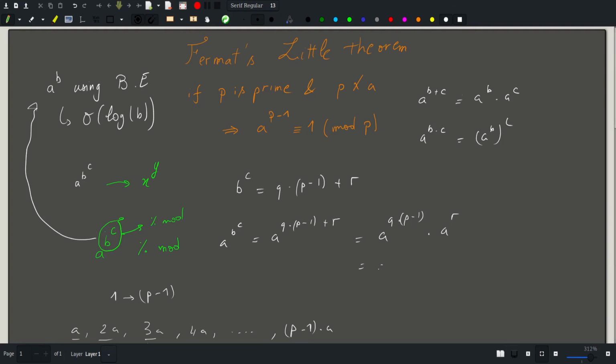So I can rewrite this as a raised to the p minus 1, everything raised to the q, times a raised to the r. And as we saw, thanks to Fermat's little theorem, we know that this is equal to 1, and 1 raised to the qth power is always 1. So what we will get at the end is that this will be equal to a raised to the r. And r is precisely the modulo of b raised to the c with respect to p minus 1.